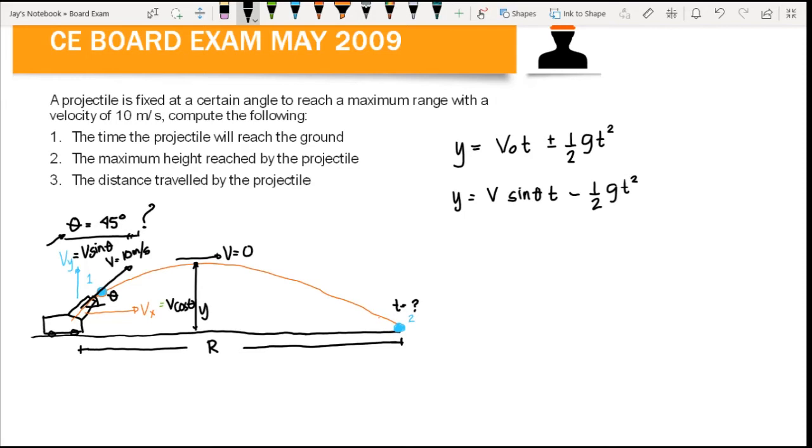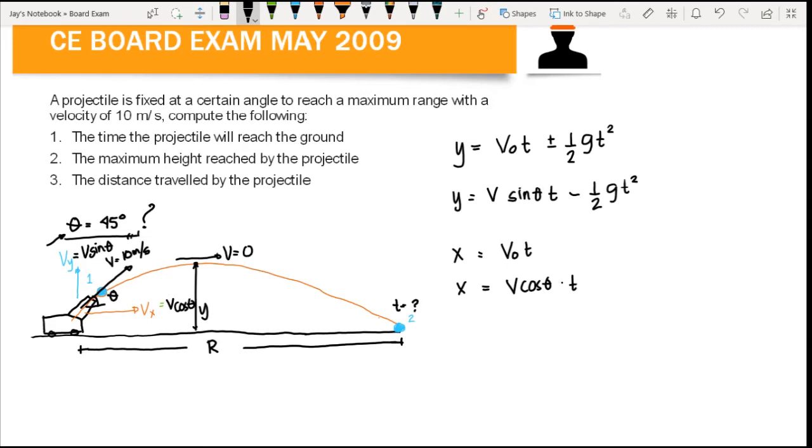That is the horizontal distance. We know that distance x is equal to the initial velocity times the time, correct? But since here we are referring to the horizontal distance, we will be using the horizontal component of the initial velocity. That is, x is equal to, now we know that vx equals v cosine of theta, correct? So this is our vx, then times the time.